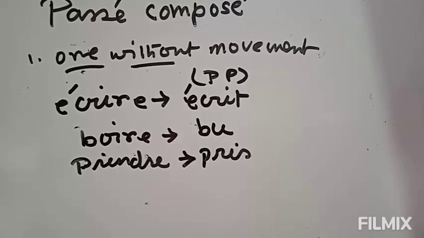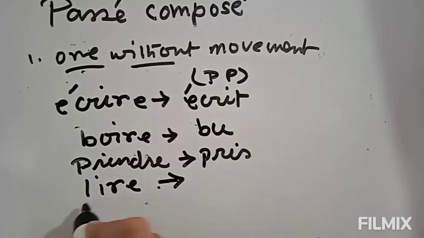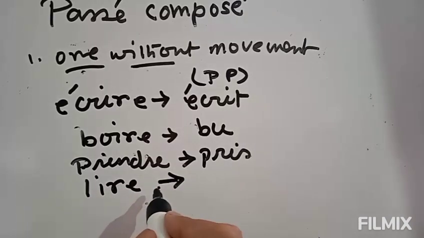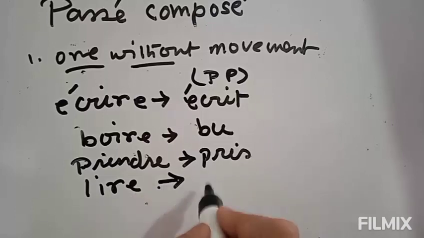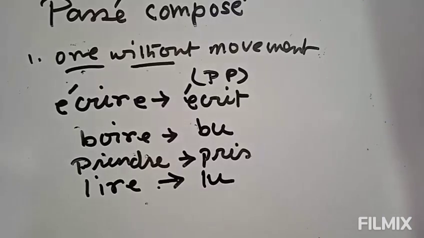Next verb from the list is finir. Finir I have already shown you in today's class. Next verb is lire. Lire is also RE ending, but it is in the irregular category. Lire means to read the book, read the story. Okay, lire. The PP of lire is lu. L-U, lu. Lu is the passé composé.